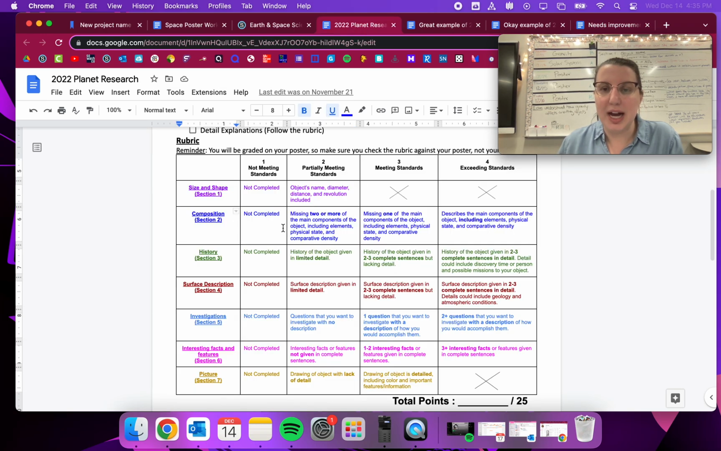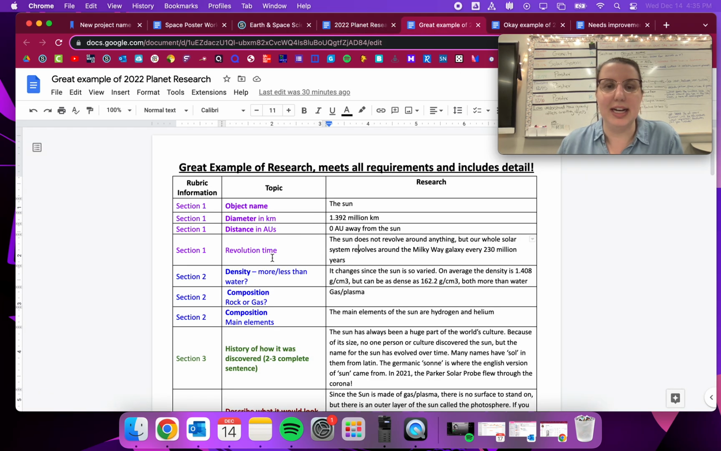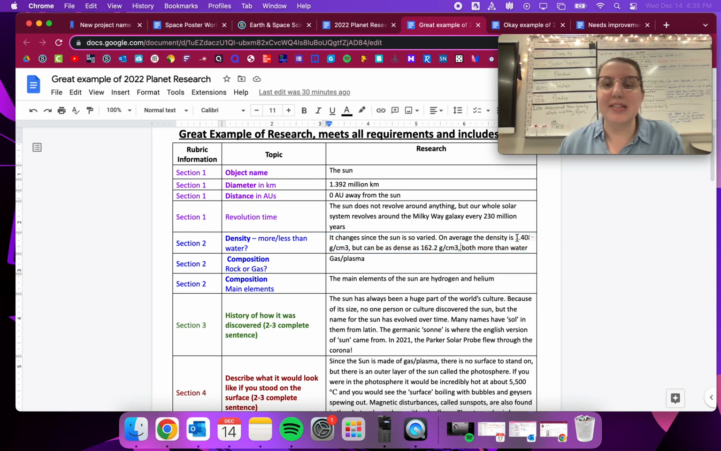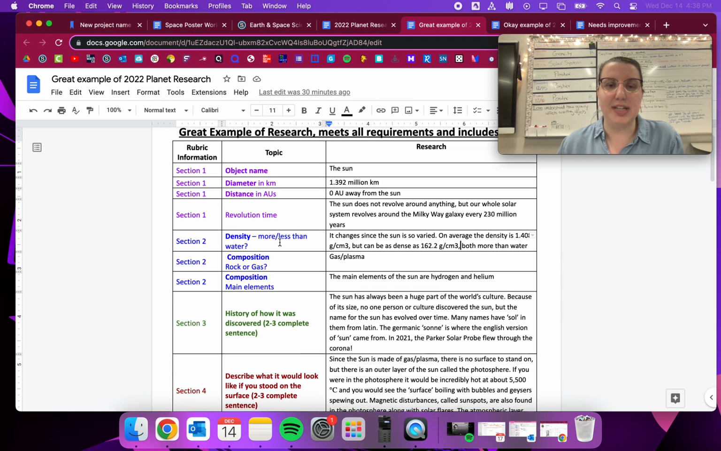For section 2, composition, to get 4 out of 4, you need to describe the main components of the object, including elements, physical state, and comparative density. So let's take a look at what that means. For this section 2 in blue, comparative density means: is it more or less dense than water? So for a great example, it changes since the sun is so varied. On average, the density is 1.408 grams per centimeter cubed, but it can be as dense as 162 grams per centimeter cubed, both more than water. So I said what the density is, and I said that they were more than water, so I got both those things checked off there.